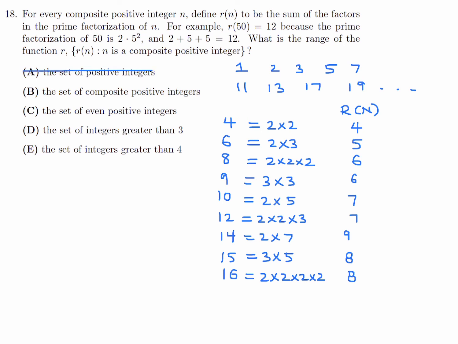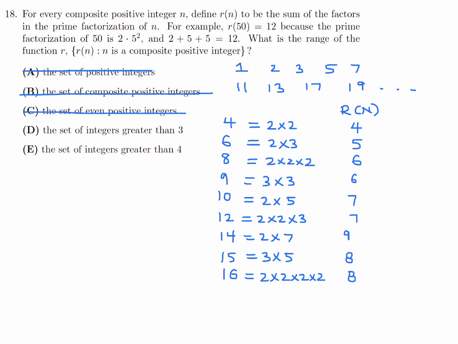The set of composite positive integers. Okay, perhaps. But here's the problem. We got a 5 in there. 5 is a prime, so all these numbers are not composite. So that one's out. The set of positive even integers. Well, again, 5 is not even.